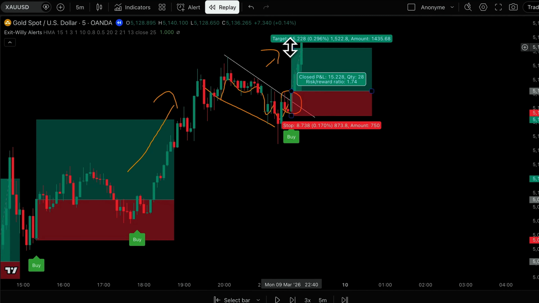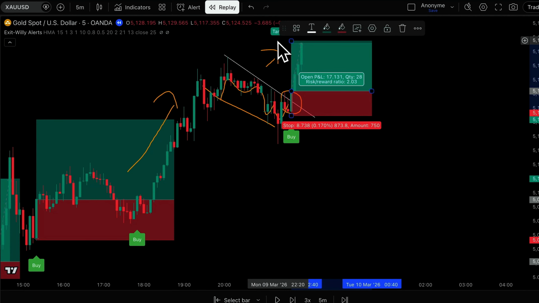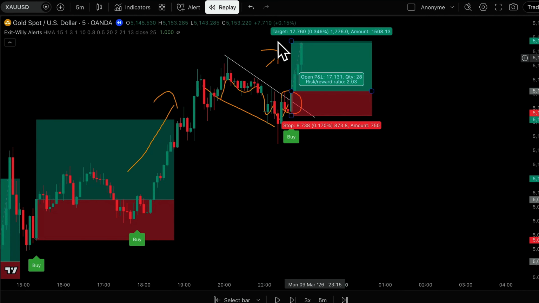And for the target, we're looking for a 2-to-1 risk-reward ratio. You see that the target is reached very quickly after that. Let's test the next signal from the technical indicator. We'll let the Japanese candlesticks play out. We can see that it's suggesting a buy once again.